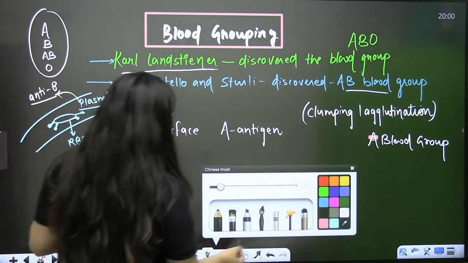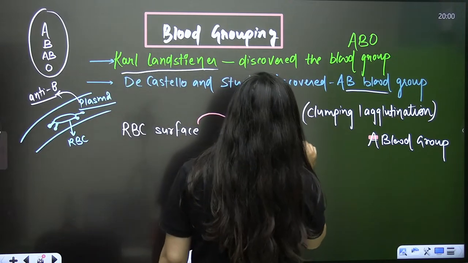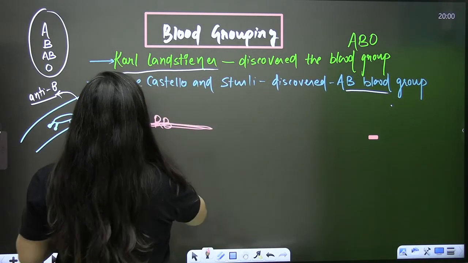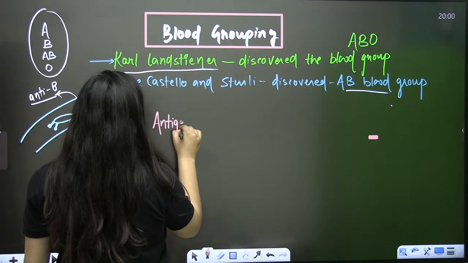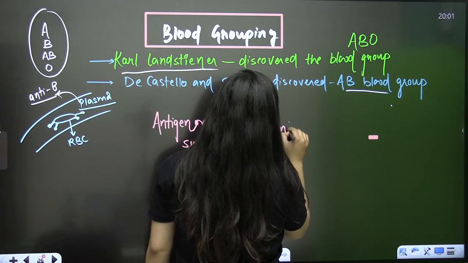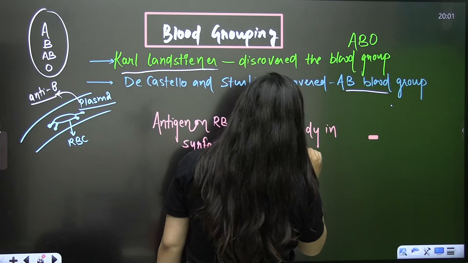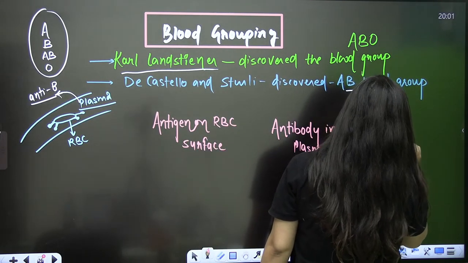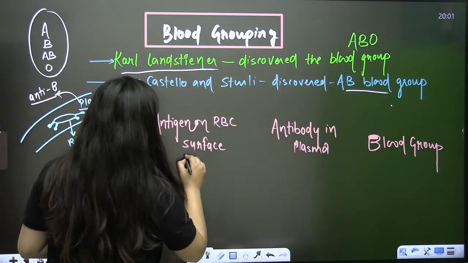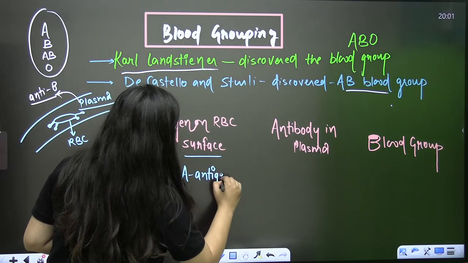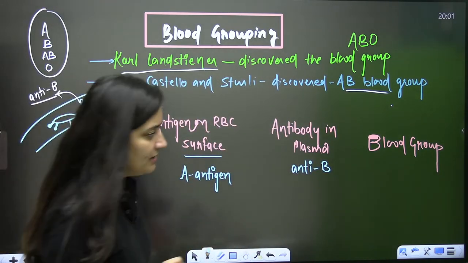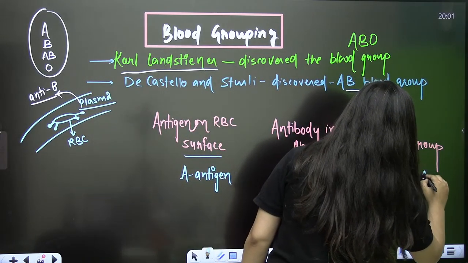Are you getting it? But what is actually happening? If the RBC surface has A antigen, that person will have an antibody in the plasma. So, antigen on RBC surface. If it is the A antigen, the antibody in plasma will be against B blood group. So it will be anti-B, isn't it? It will be anti-B. So the person has A blood group. Am I right?